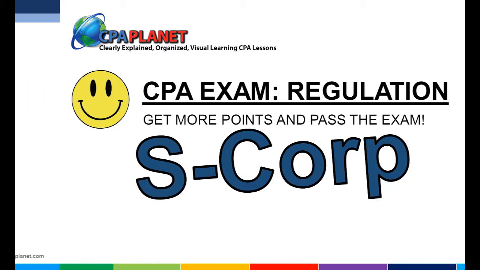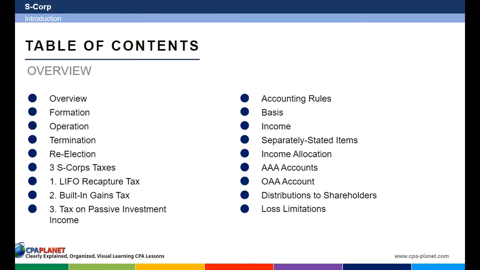Let's start with the table of contents for the S-corp. What we're going to be studying: we'll study the overview of S-corps, their formation, operation, termination, and re-election, an interesting area for S-corps, not a difficult one. We're going to study S-corp taxes. There are 3 of these we study in the CPA exam: LIFO recapture tax, the built-in gains tax, and the tax on passive investment income. All of these are 3 taxes that S-corps could pay.